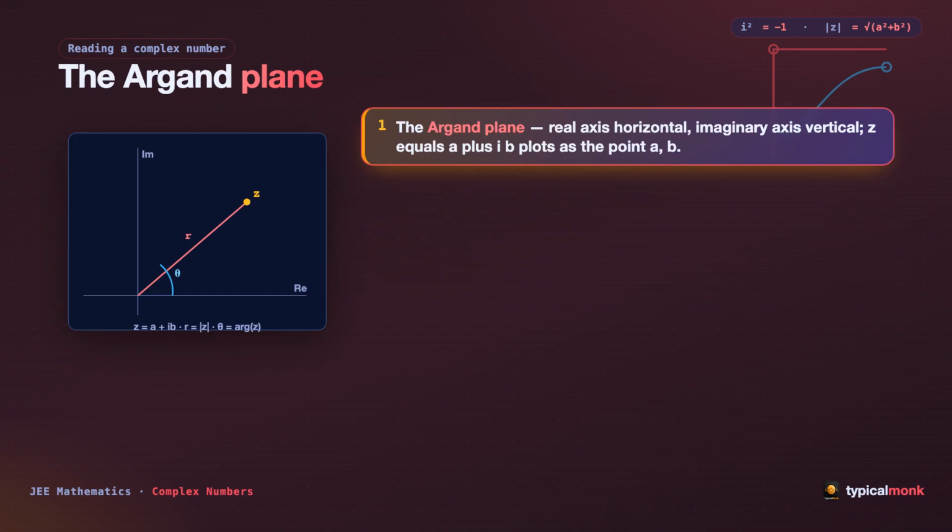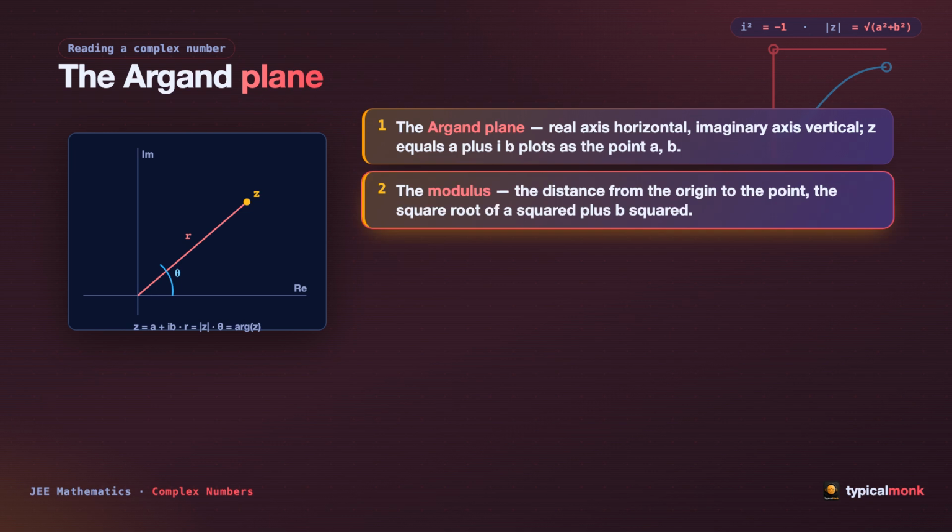Now look at this diagram. Because it turns a complex number into a point you can actually see. A horizontal real axis, a vertical imaginary axis, crossing at the origin. Together they make the Argand plane. First, the plane itself. A complex number z equals a plus ib plots as the point with coordinates a and b. The real part tells you how far right or left. The imaginary part tells you how far up or down.